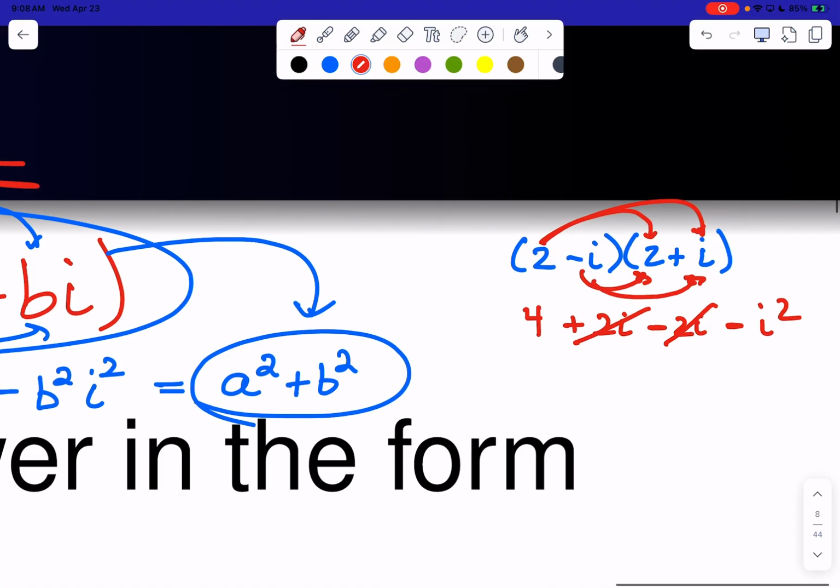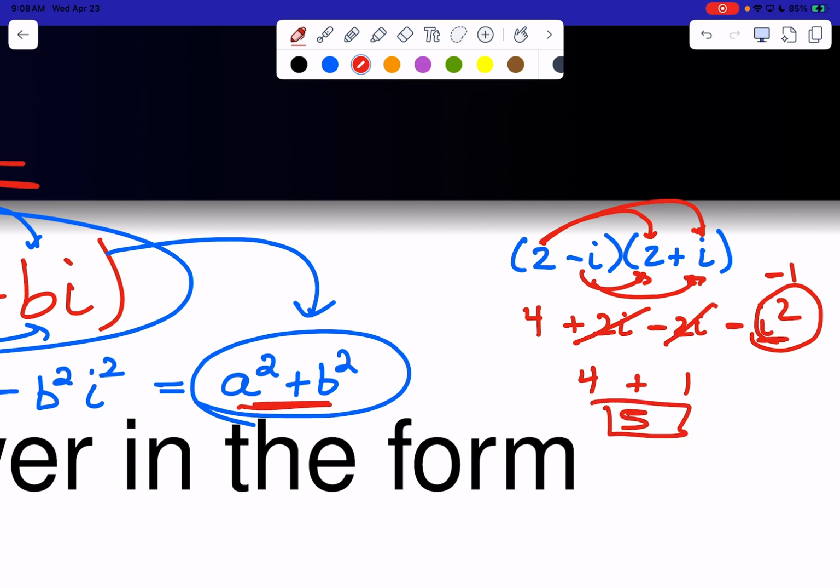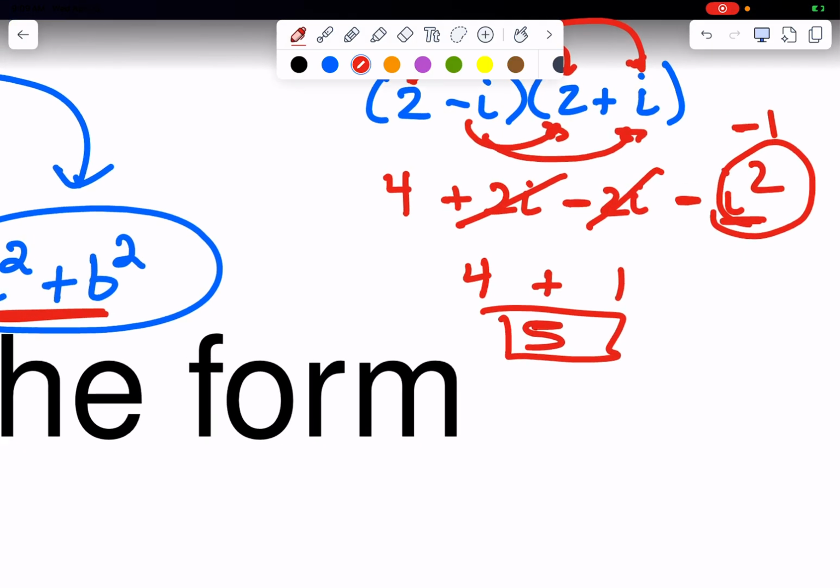So you end up with just a squared, 2 times 2, and you end up with b squared, which is i times i. What's i squared? So you end up with 4 plus 1, because i squared is negative 1, so you have minus a minus, which is plus 1. There's the a squared plus b squared. The answer is 5. You will always get a real number when you're done. So here's what you learn to do.